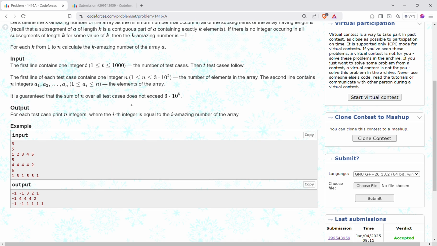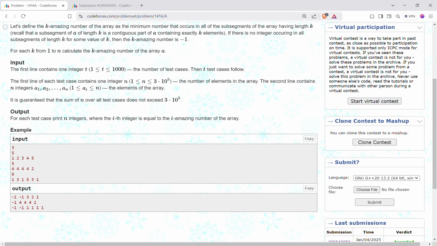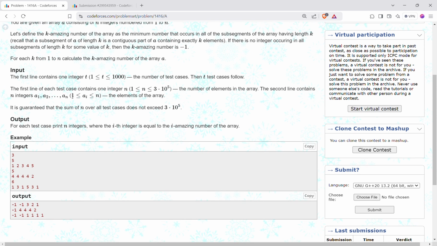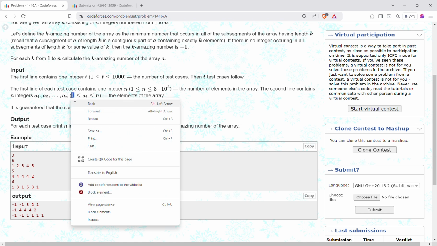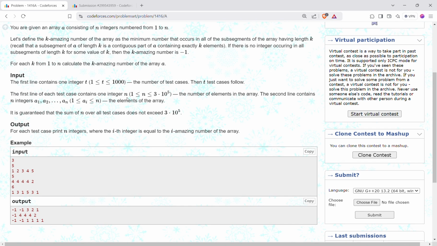Our constraints are that n is up to 3 times 10 to the power of 5, and all of the integers in the given array are from 1 to n. Okay, so what I can notice is that this information, that array elements are from 1 to n, is of some importance for me, right?